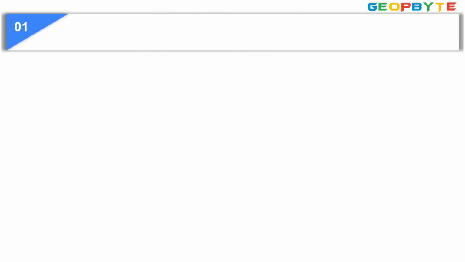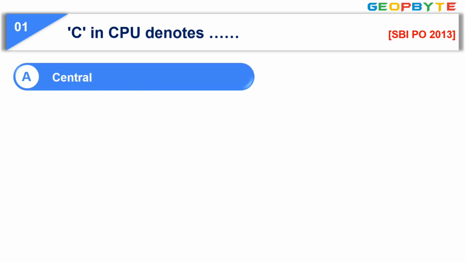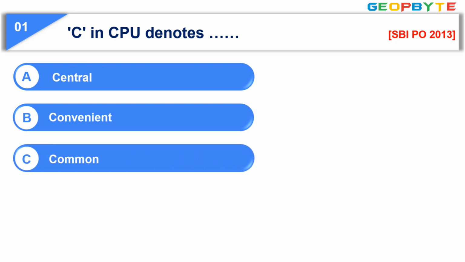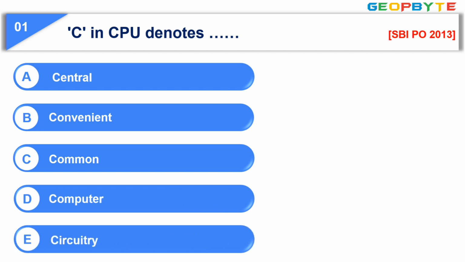Moving to question number 1. C in CPU denotes: option A, central; option B, convenient; option C, common; option D, computer; option E, circuitry. CPU stands for Central Processing Unit. So C in CPU denotes central. So the correct answer is option A, central.